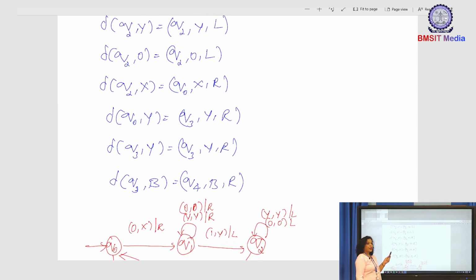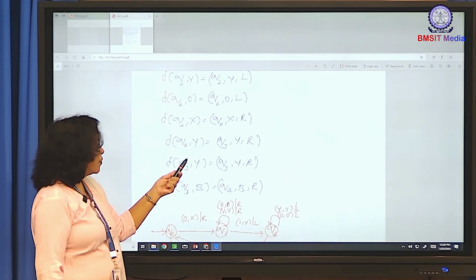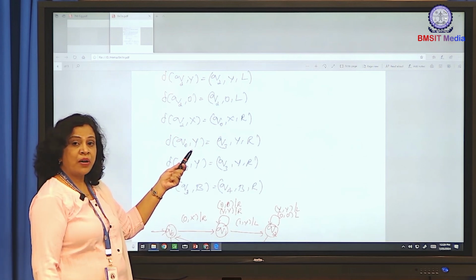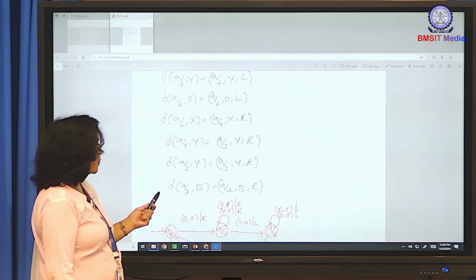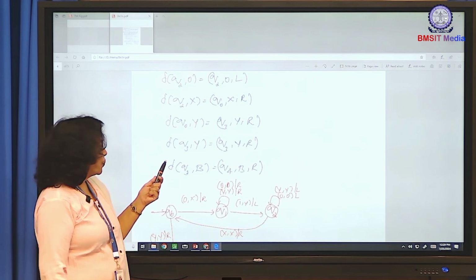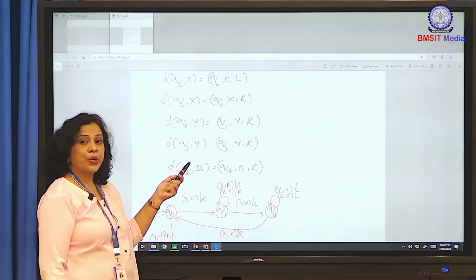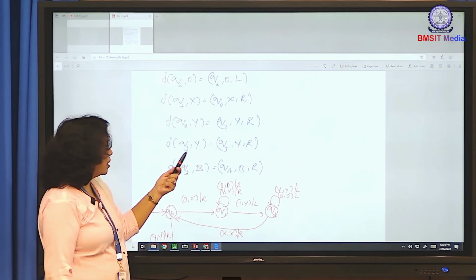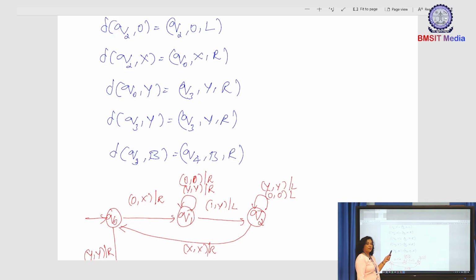Delta of Q0, Y equal to Q3, Y, right. Delta of Q3, Y equal to Q3, Y, right. Delta of Q3, blank equal to Q4, B, right.